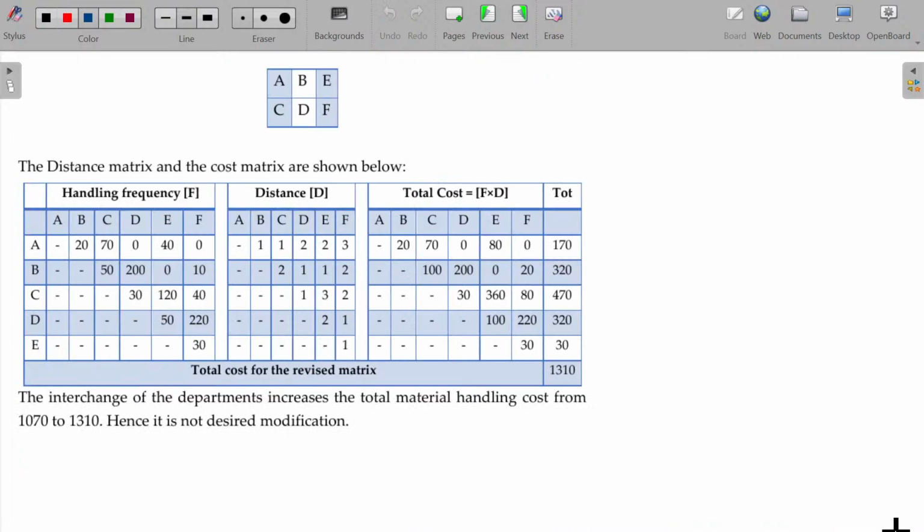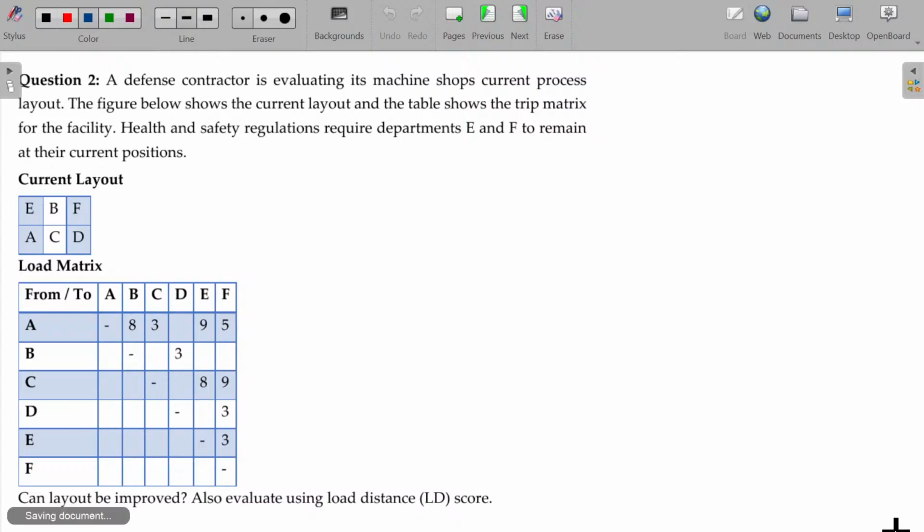Now, question number 2. A defense contractor is evaluating its machine shop's current process layout. The figure below shows the current layout, and then the table shows a trip matrix, frequency matrix, or load matrix. By whatever the name may be, the calculation part will be the same.